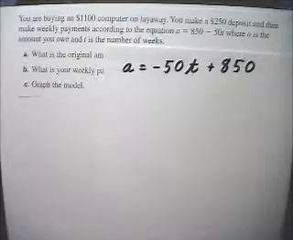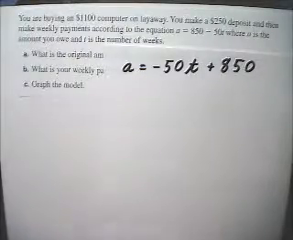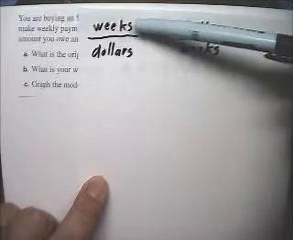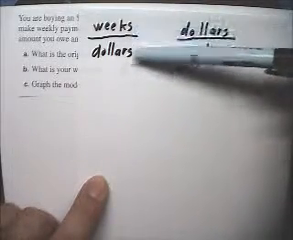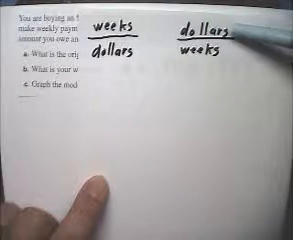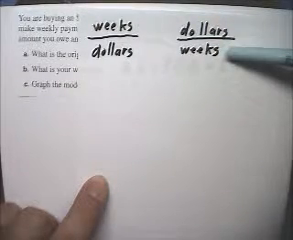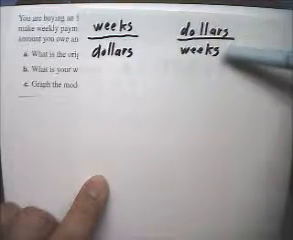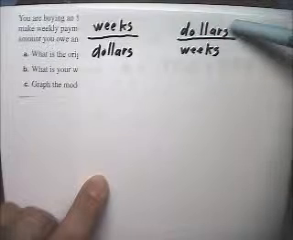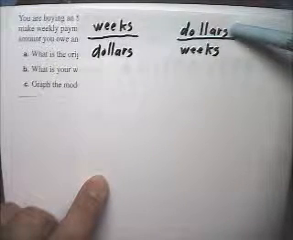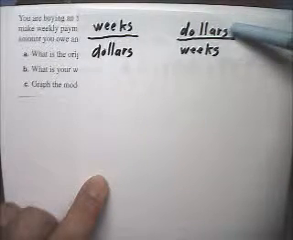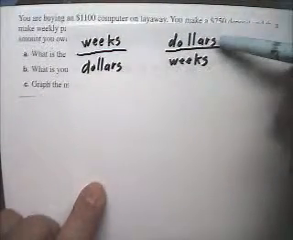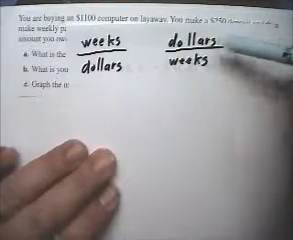If you can't figure it out, I suggest you look at the units and figure out, are you talking about weeks per dollar, or are you talking about dollars per week? See, weeks per dollar doesn't make any sense, but dollars per week does make sense. The amount you owe is going to go down by an amount of dollars each week. And that means the dollars is at the numerator, it's the change in y.